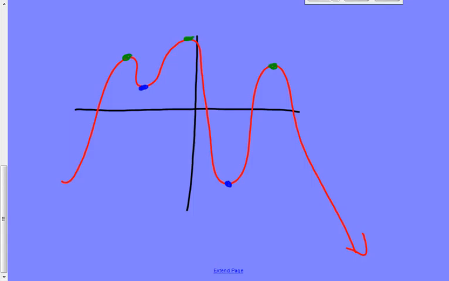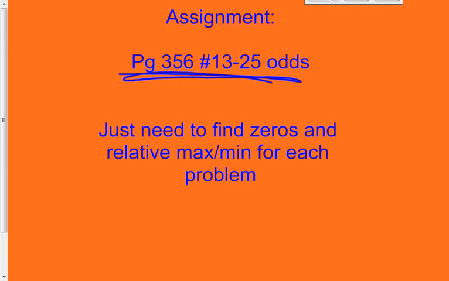So like I said earlier, you're going to get a worksheet on that tomorrow. Make sure you bring your graphing calculator. You can't do the worksheet without your graphing calculator.